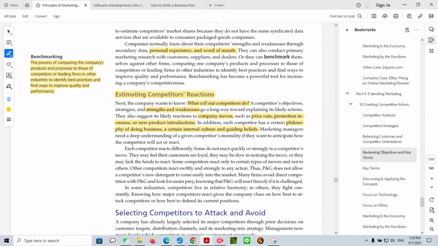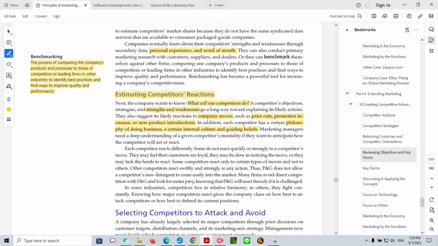Some do not react quickly or strongly to a competitor's move. They may feel the customers are loyal, so they will be slow to noticing the move. They may lack the funds to react. Some competitors react only to certain types of moves and not to others. Other competitors react swiftly and strongly to any action. Thus, P&G does not allow any competitor's new detergent to come easily into the market. Many firms avoid direct competition with P&G and look for easier prey, knowing P&G will react fiercely if it's challenged. In some industries, companies live in relative harmony, in others, they fight constantly.